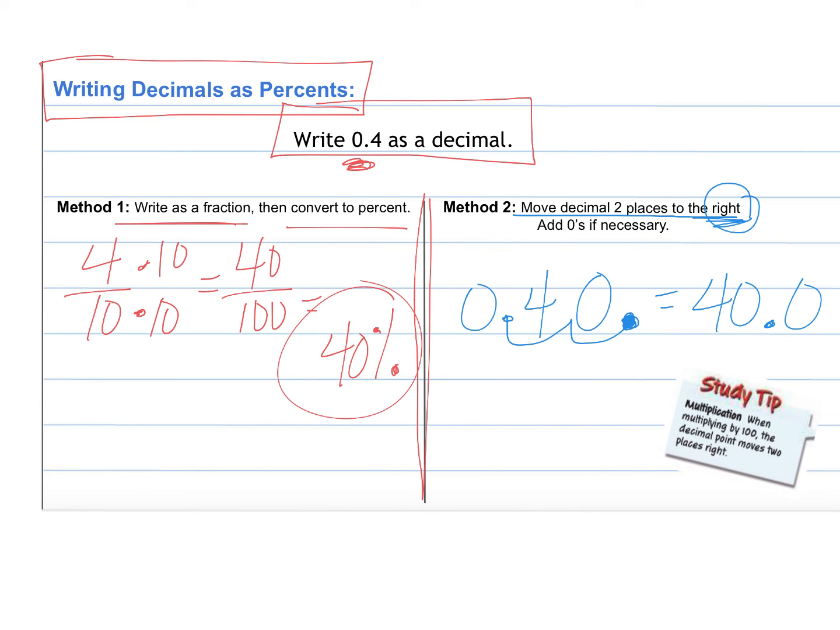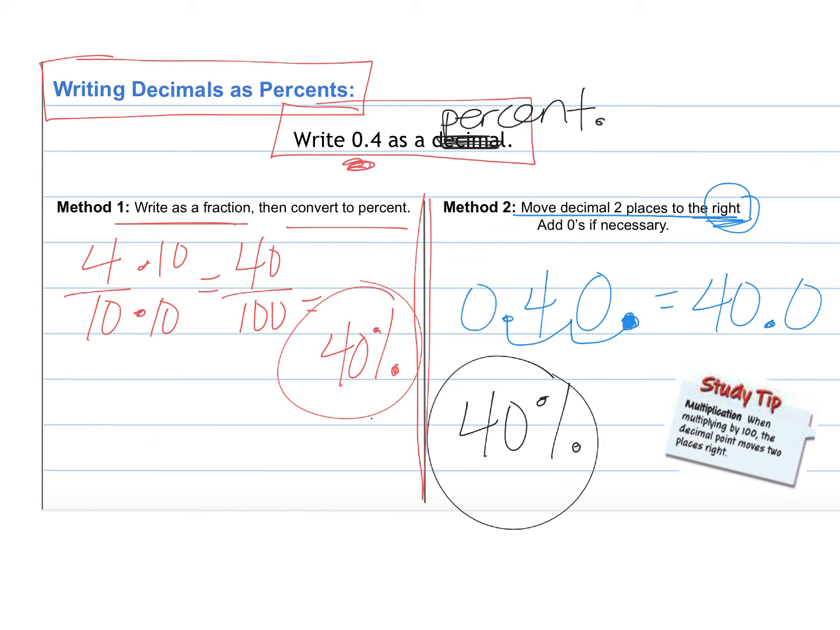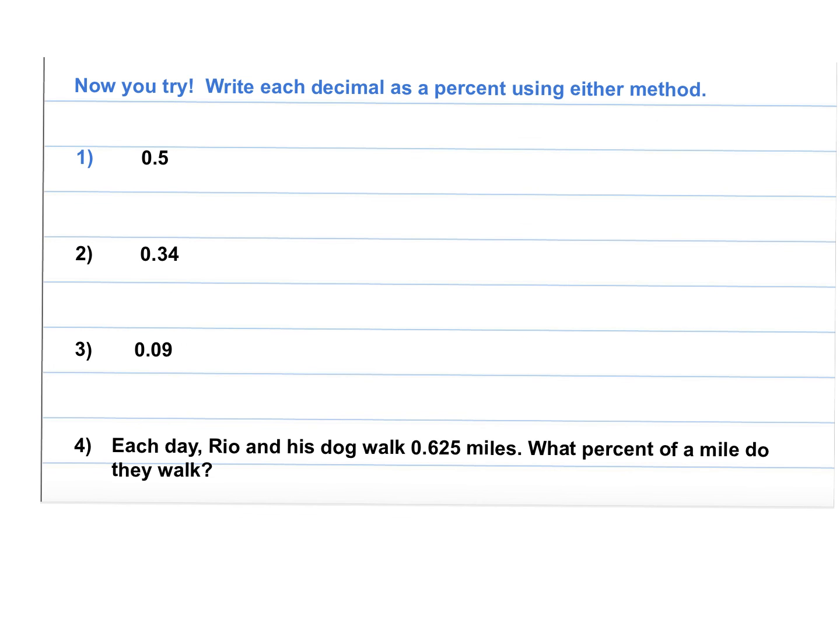This should be written, sorry, this is a typo. It should say as a percent. Sorry, just noticing that. So then 40.0 is the same as 40%. And then we can see that they're matched up. You try these on your own.